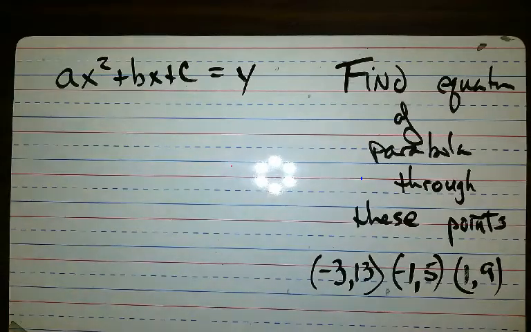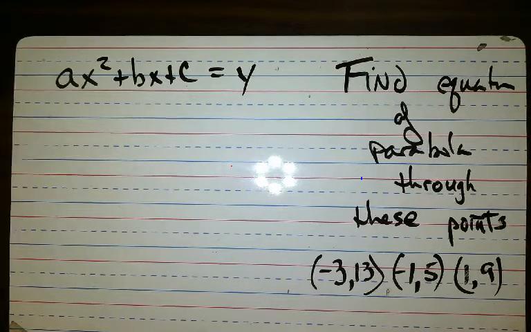Okay, we're going to be finding the equation of a parabola through these points. Oh boy. So we're going to use the matrix to find the parabola, and all we need to be able to do is put this into the equation. So how are we going to make a matrix?